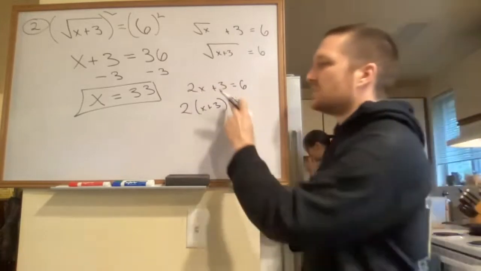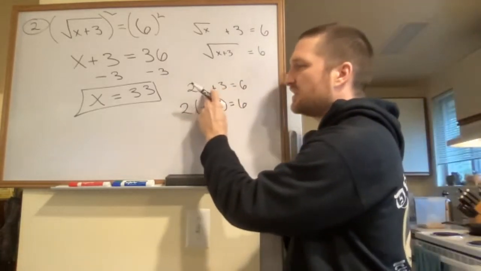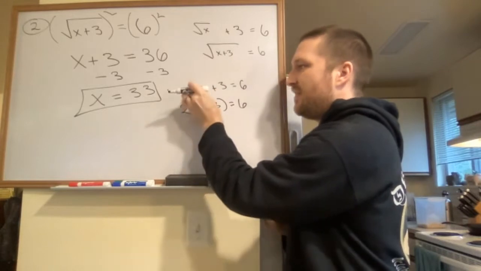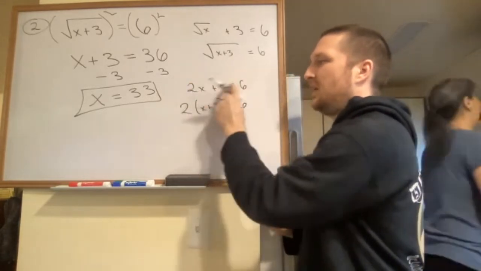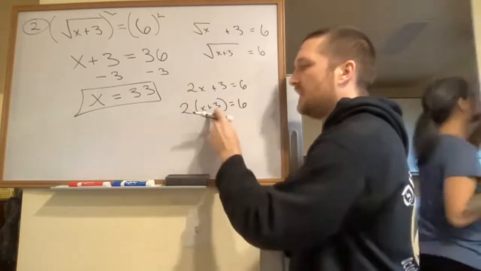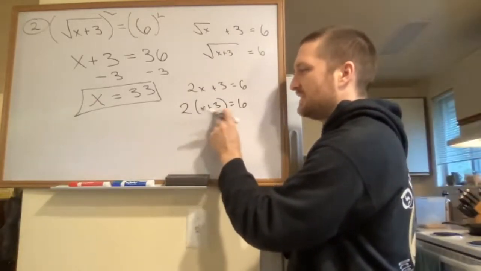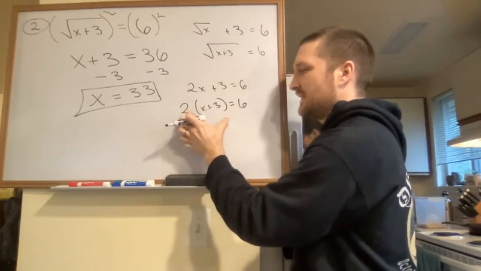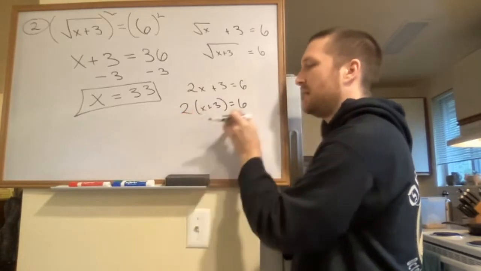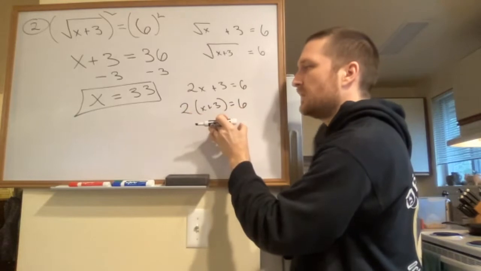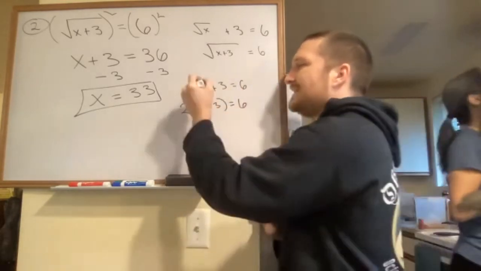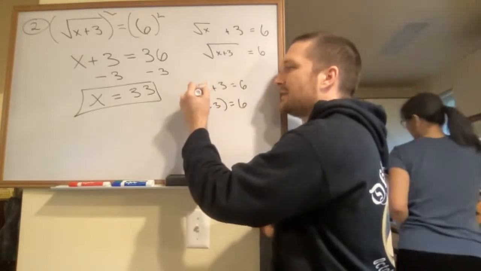Because when I look at this, I can see the first thing that happens to x is the times 2, then it's the plus 3, so I need to undo the 3. This one I would look at and say the first thing that happens is plus 3, then it gets multiplied by 2. So in this case, I would undo the multiply by 2 by dividing first. And in both cases, what we're trying to do is get this symbol by itself.